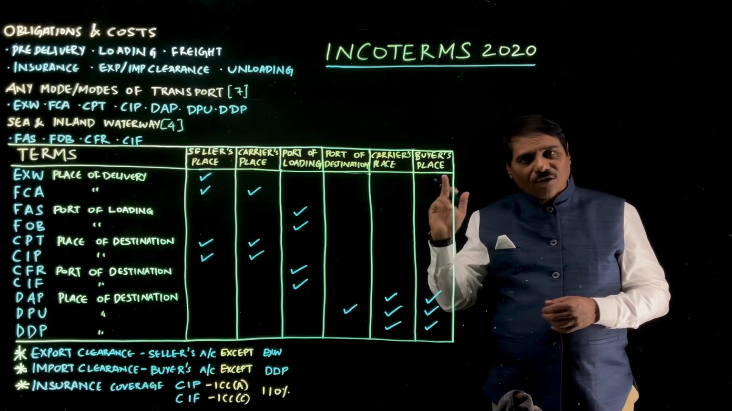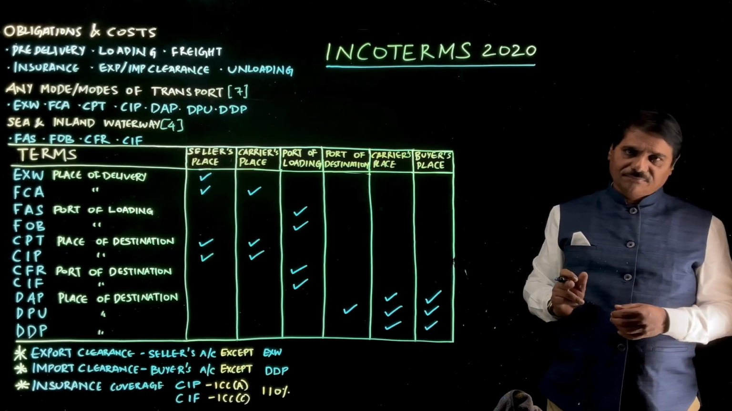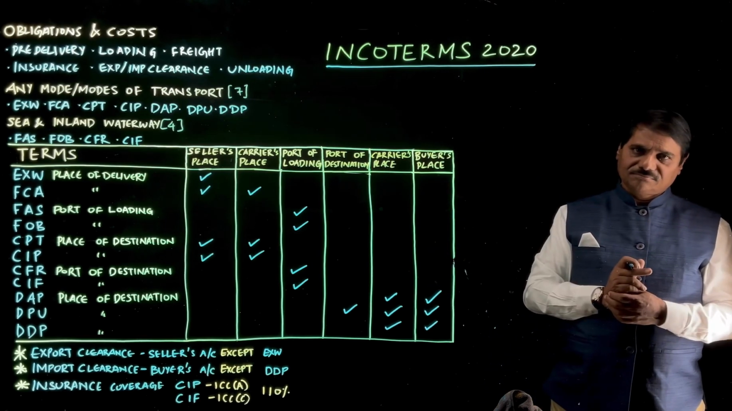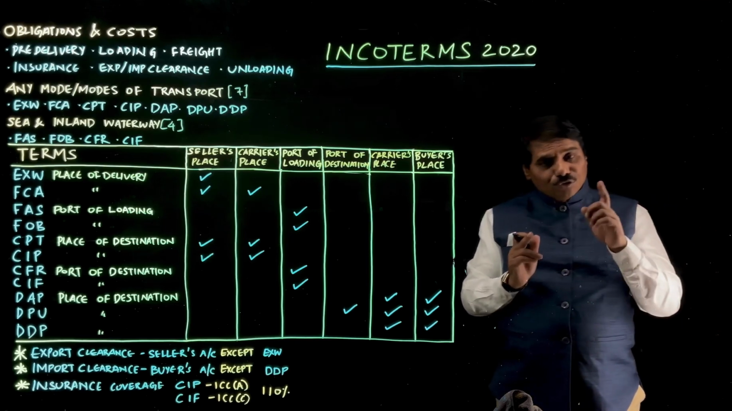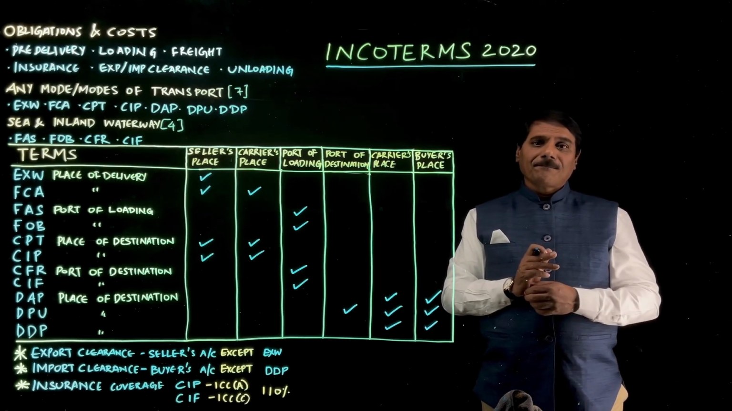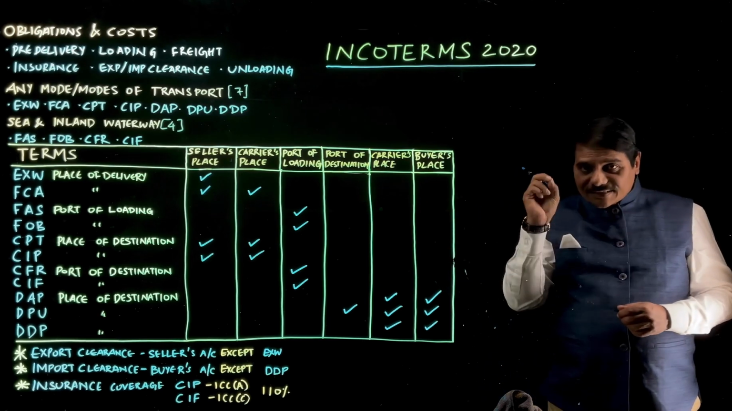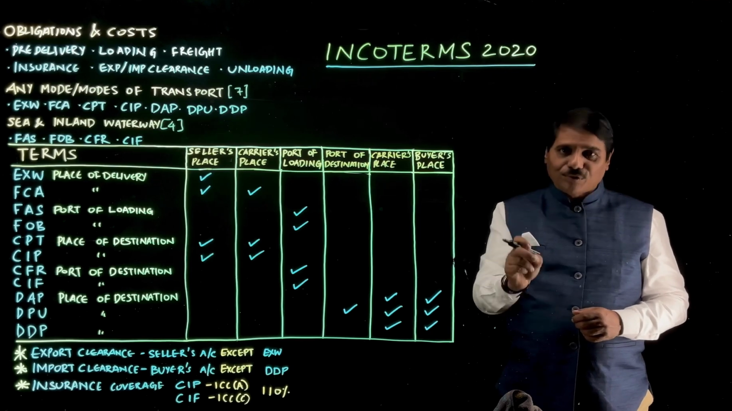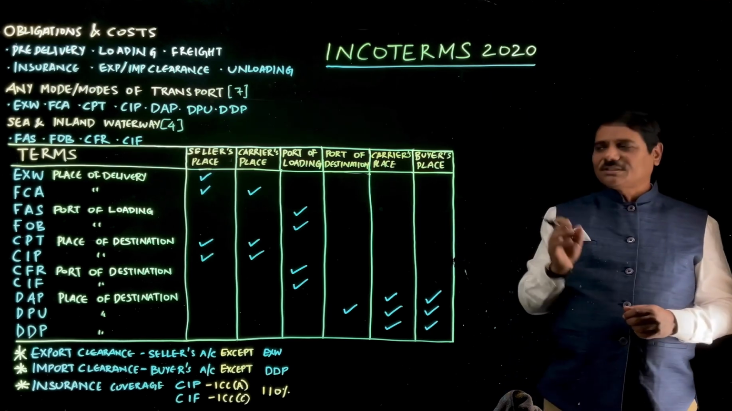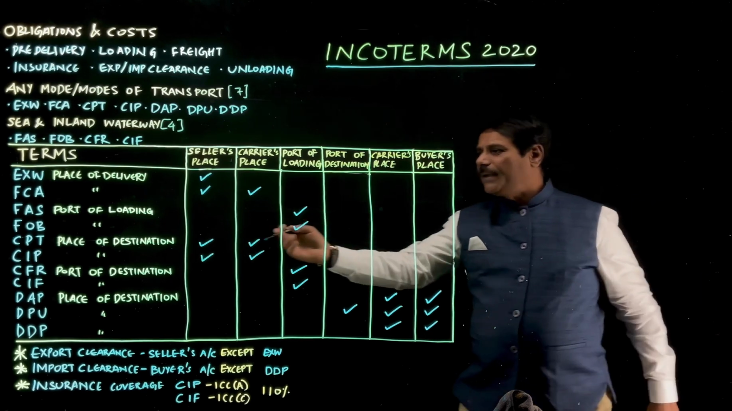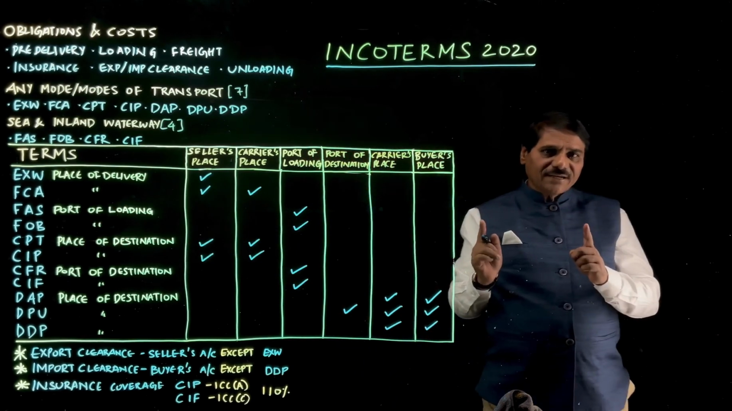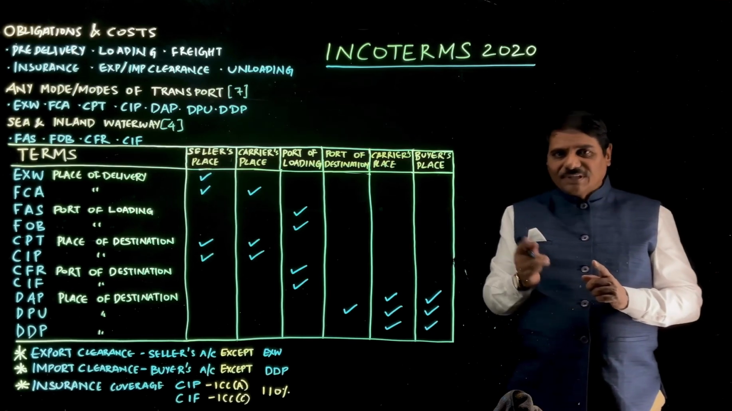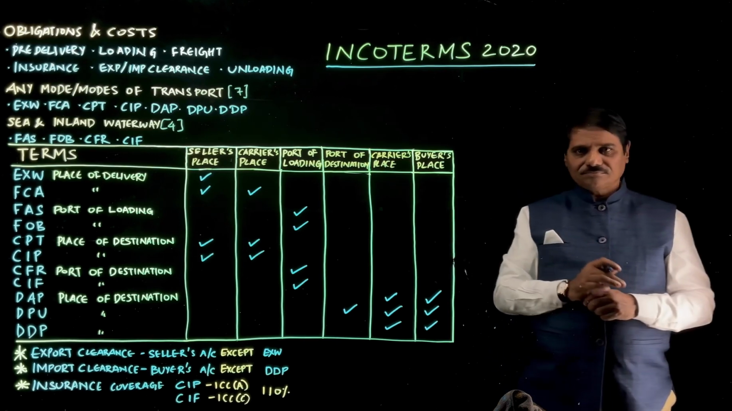The seller is entering into a contract of carriage with the shipping company. The seller is paying the freight charges, ocean freight charges, up to Dubai. But the risk from the seller to the buyer is passing in Mumbai, that is the load port, once the goods are loaded on board the ship. Like FOB. FOB we said, once the goods are loaded on board the ship, the risk is passing from seller to the buyer.